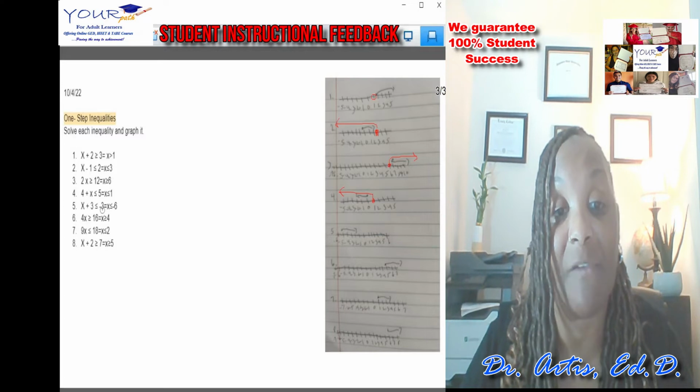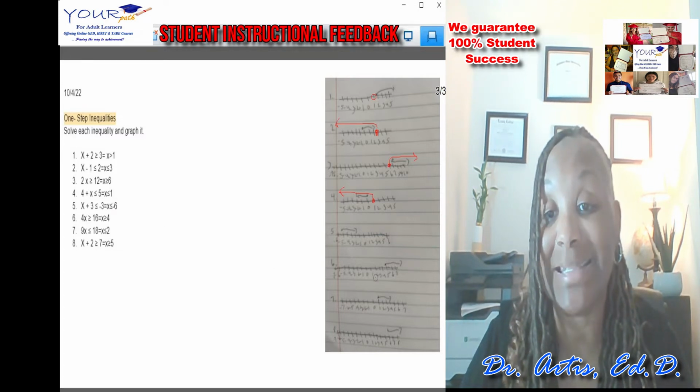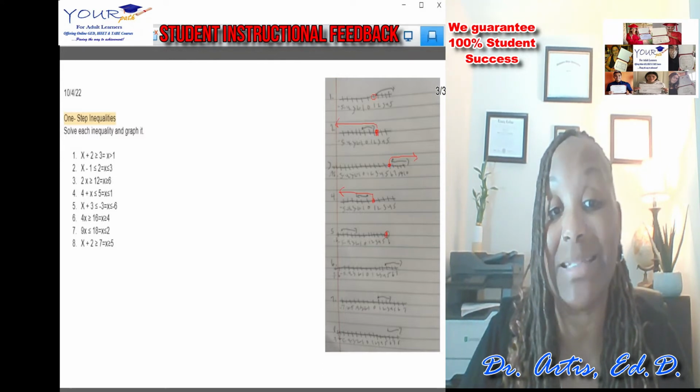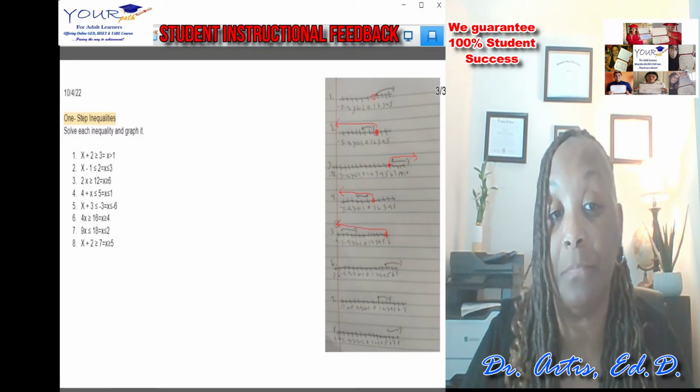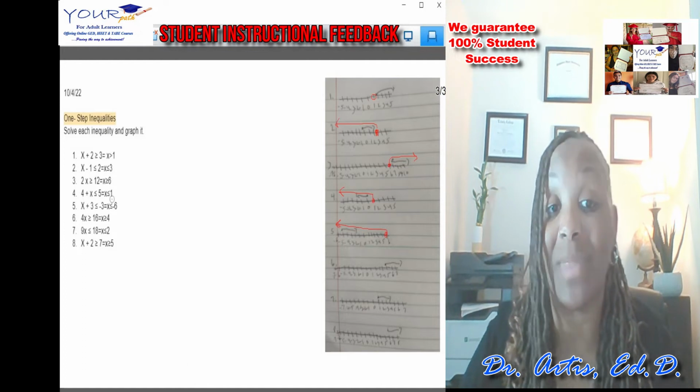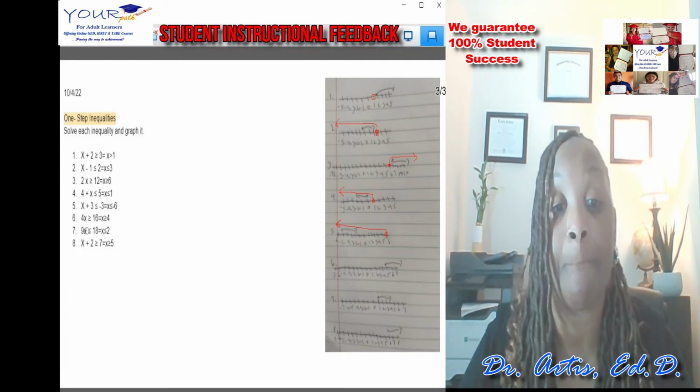Now, number 5, we have X is less than or equal to 6. Find 6 on the number line, which is here. You're going to dot it in because it is equal to 6, but it's less than 6, so it's going in this direction. Okay, so that's a less than sign.